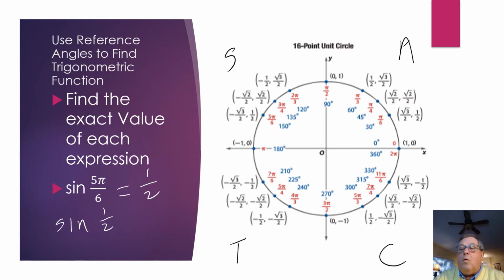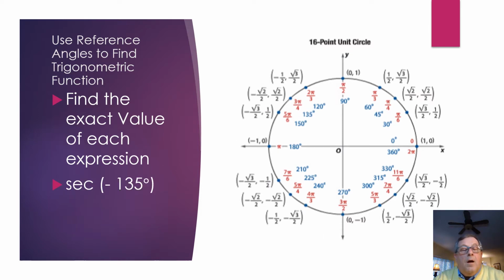All right, one more. Now let's complicate this a little bit more. It's the secant of negative 135 degrees. I see that 135, that last unit of 5. I'm thinking this must be something pi over 4. Must be.